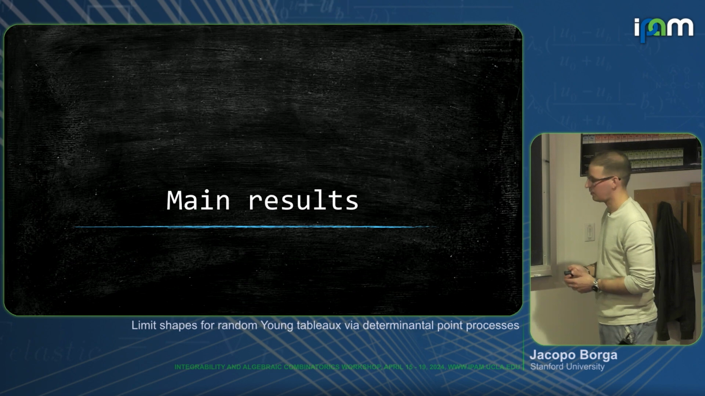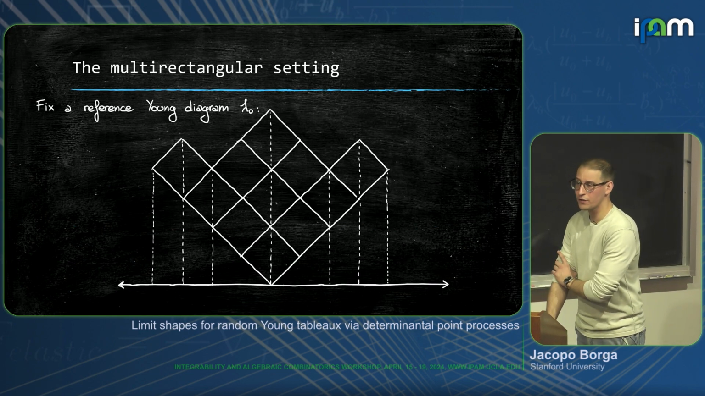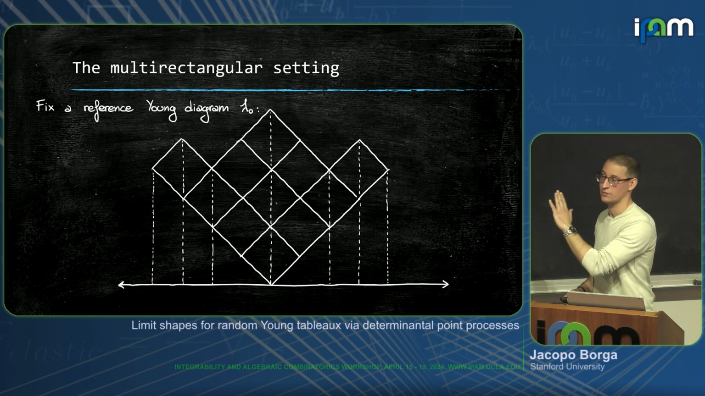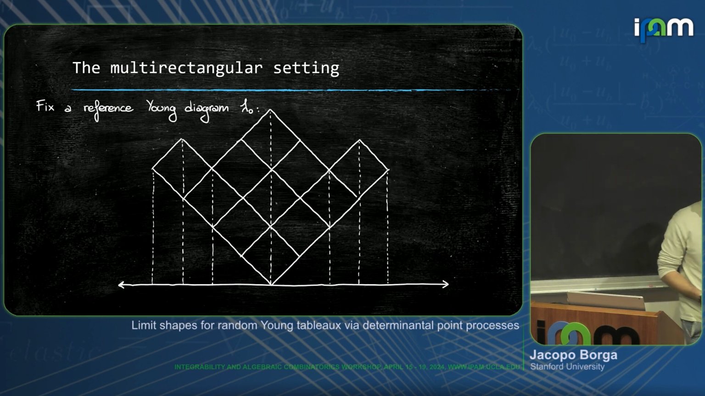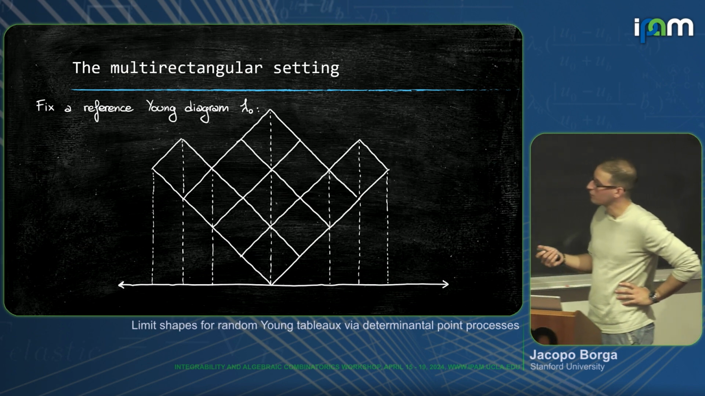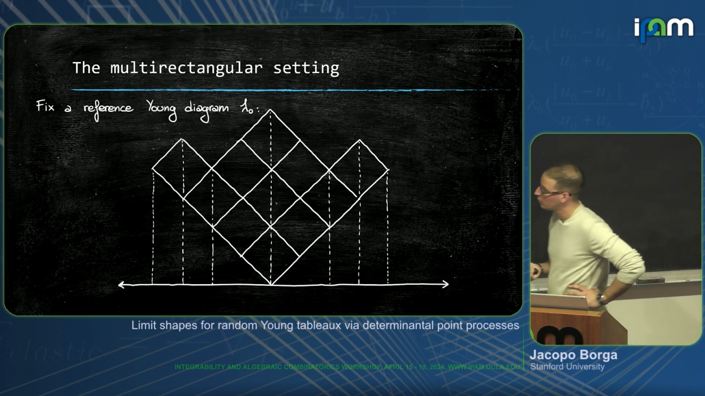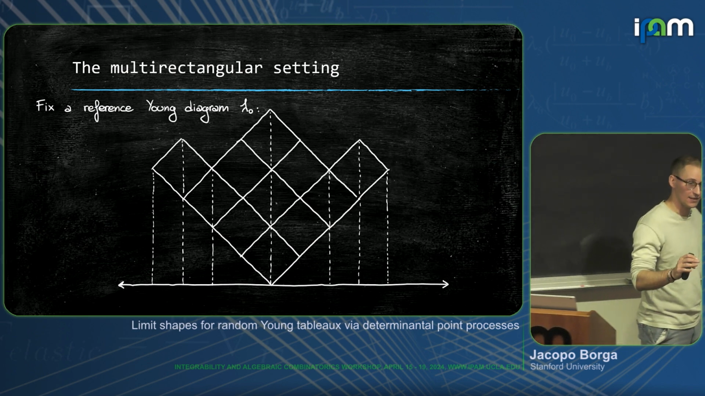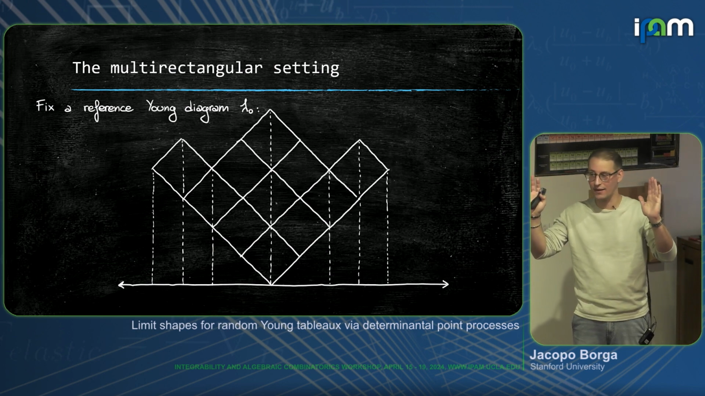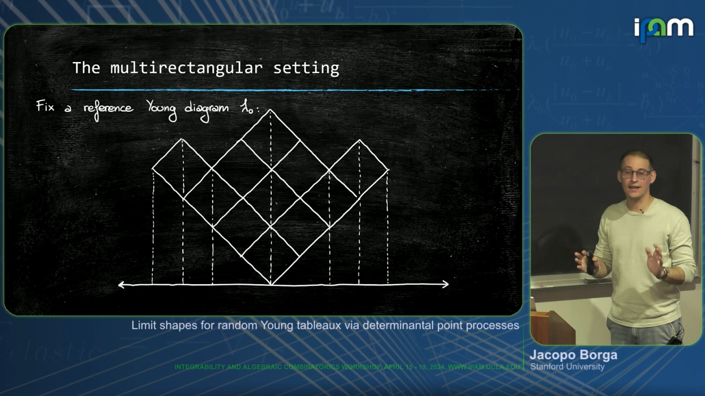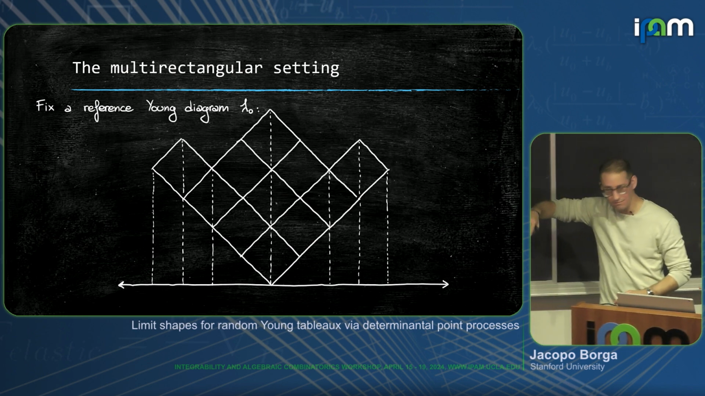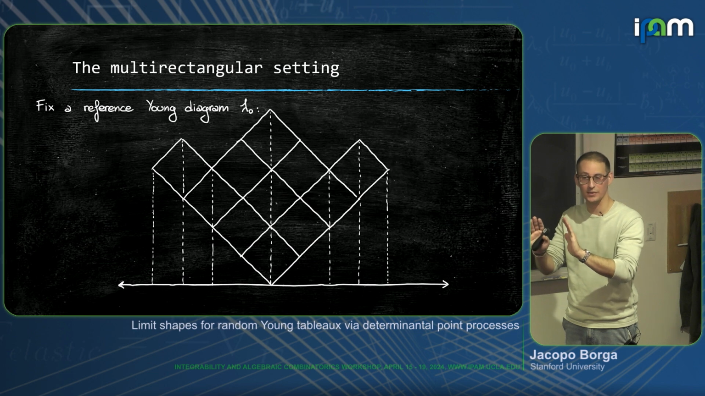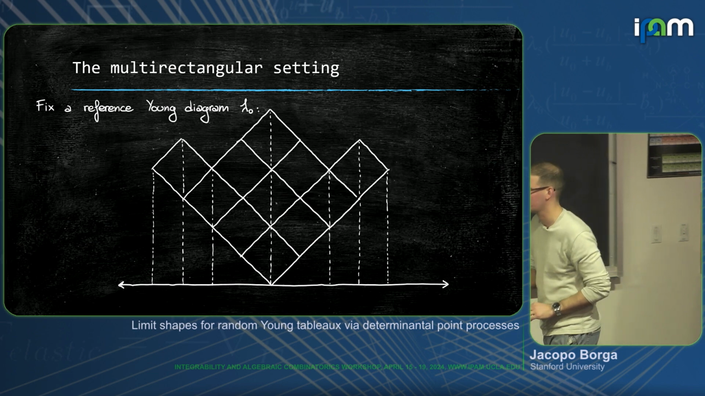Okay, let me tell you what our main results are. First of all, we are not working in this general shape assumption where the previous results were stated. We're going to make an additional assumption, the following. We look at what is called the multi-rectangular setting. So what you do is the following. You fix lambda 0, a given diagram that you like. It can be as complicated as you want, but it has to be a Young diagram. But once you pick the shape that you like, it's fixed.